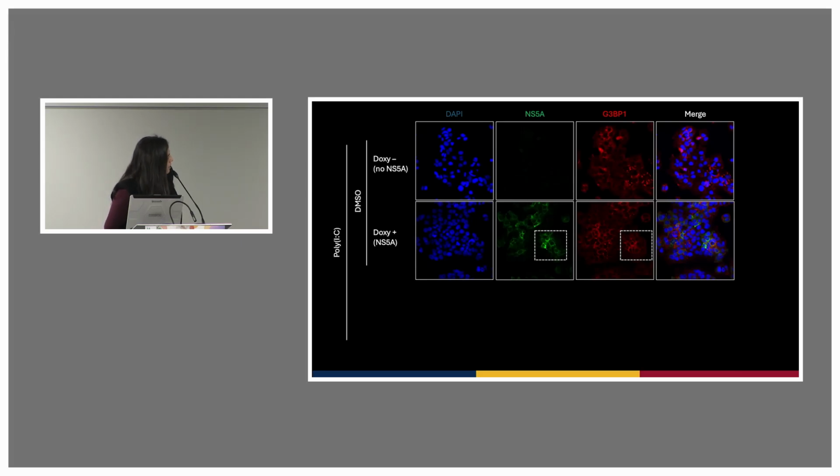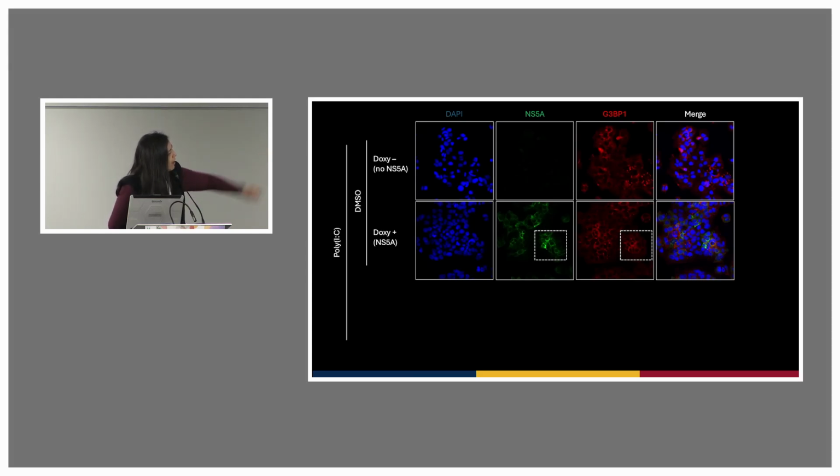So let's focus first on the green channel. The green channel, I hope you can see, is NS5A. So cells that are green are cells that are expressing NS5A. So on the panel above, no doxy, no green, right? Because I'm not inducing NS5A expression. However, in the panel below, we do have NS5A expression because we added doxycycline. So doxy-inducible NS5A, I see green.